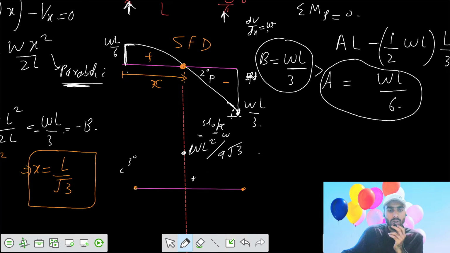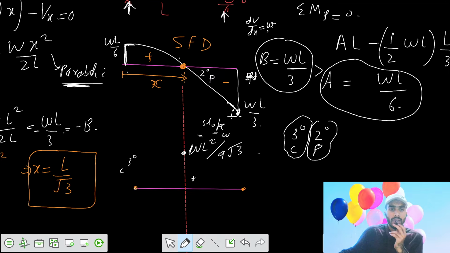So once you solve the SFD and BMD, don't forget to write that this variation is 3-degree, this variation is 2-degree, this is cubic, this is parabolic. That makes it differentiable: if you have two curves, SFD and BMD, and you differentiate, that is a 2-degree curve, and this is your 3-degree curve.